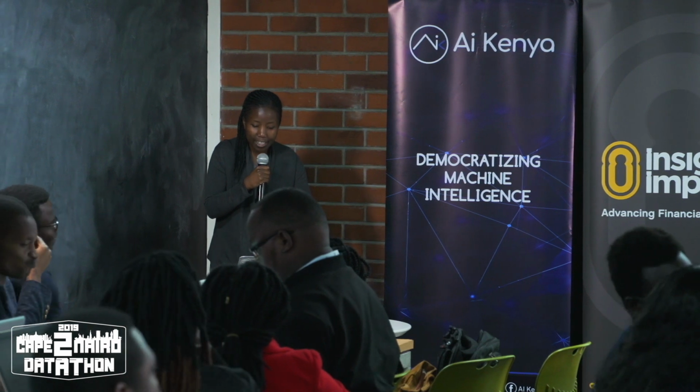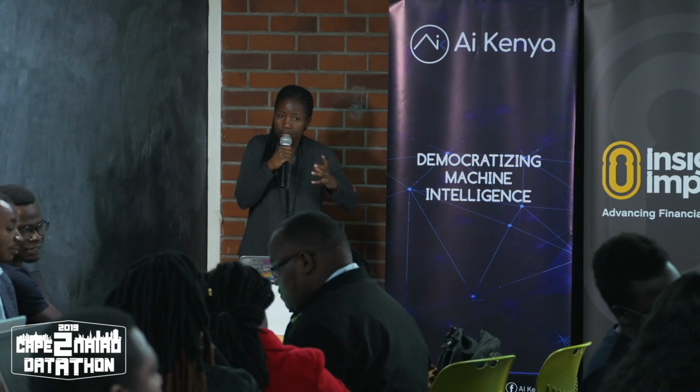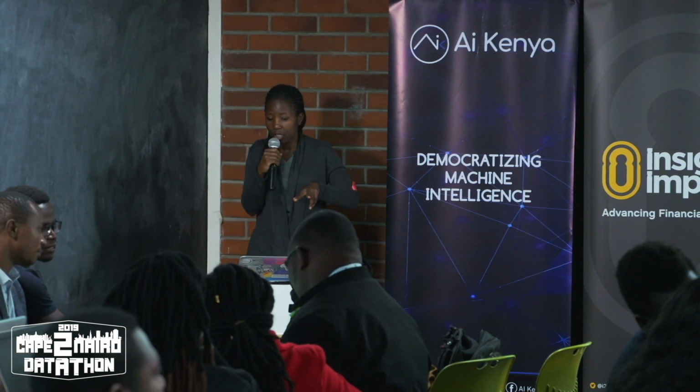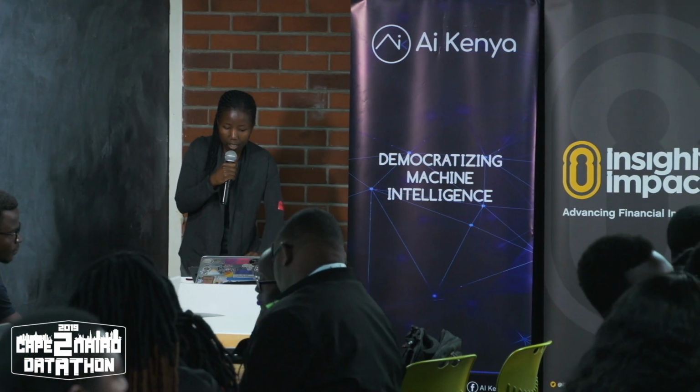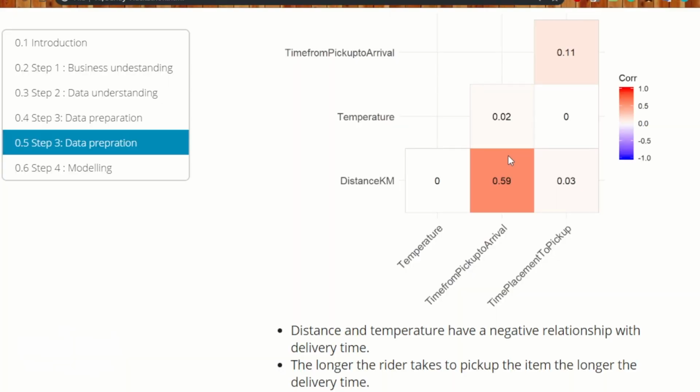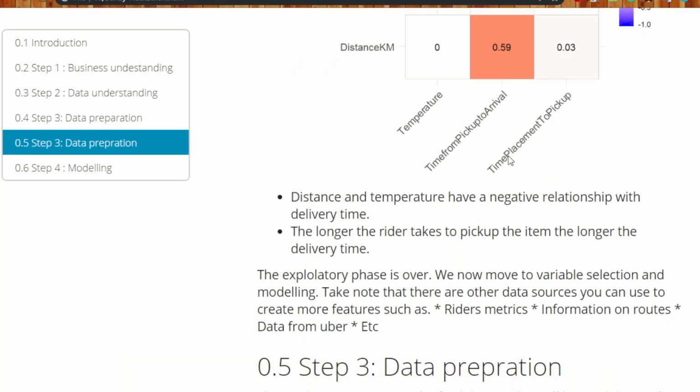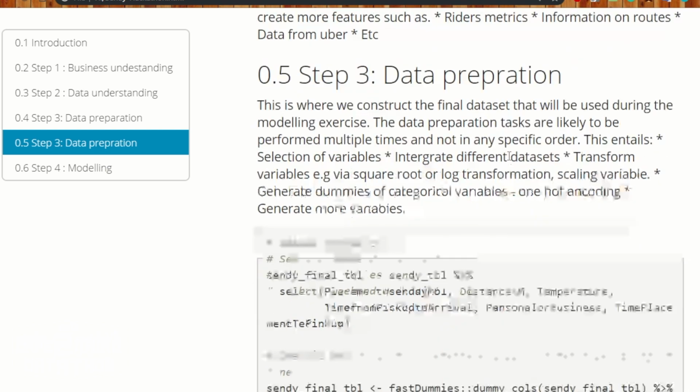This just gives you an idea of the strength of the relationship between the two variables and their direction. For example, if you look at distance and temperature, the relationship is positive with the delivery time, which means the longer the distance, the longer the delivery time, which makes sense.